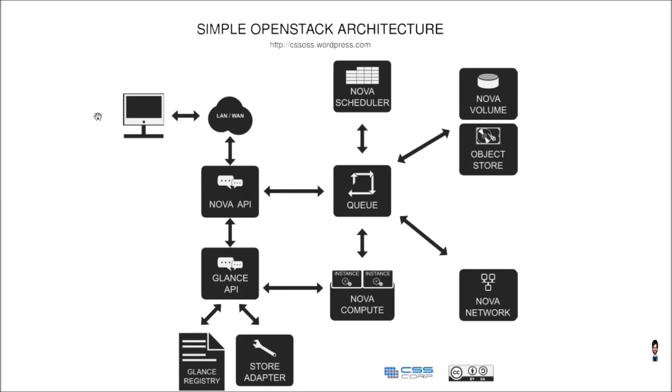Okay, now we go on to the architecture of a simple OpenStack. First, here you have a computer which is connected obviously to your LAN. Now from the LAN, the Nova API and the queue are all interconnected. Now the queue is the main hub for OpenStack. The queue takes care of the Nova scheduler, the volume and object store, the computational forces, and it's also the back end of the Nova API. The Nova API is connected to the Glance API, which is divided into the Glance registry and the store adapter.